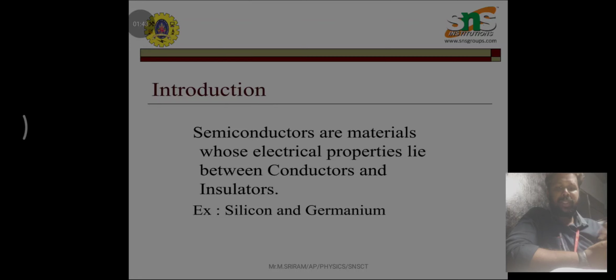Germanium and silicon are the important elemental semiconductors used in manufacturing diodes and transistors. Gallium arsenide and indium phosphide are important compound semiconductors used in LEDs and laser diodes.